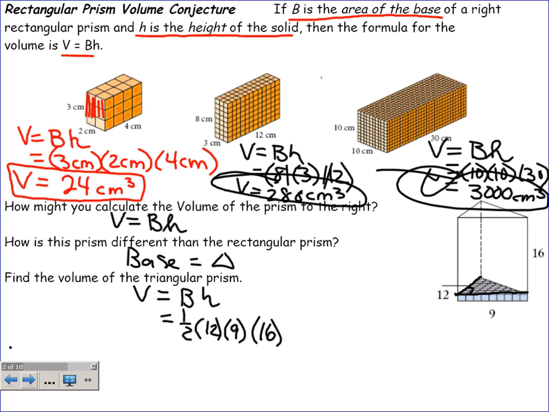1/2 times 12 times 9. I thought it was base times height. It's the area of the base times the height. All of this is the area of the triangle, and 16 is the height of the prism. So 1/2 of 12 is 6. 6 times 9 is 54. 54 times 16 is what? 864. And this would be cubic units. So we write units cubed.